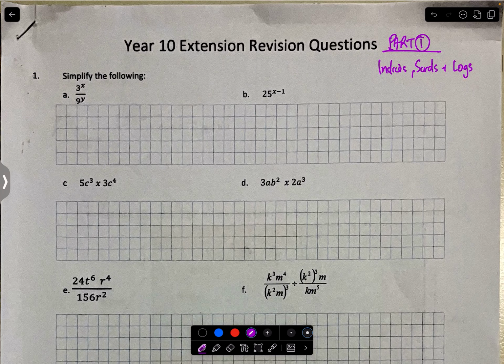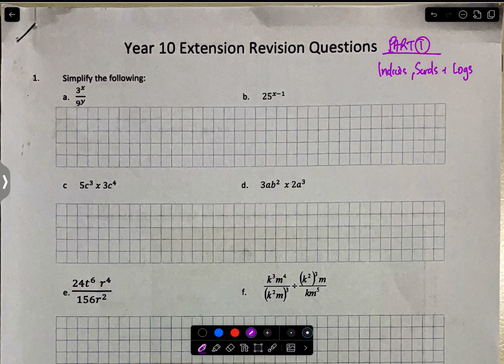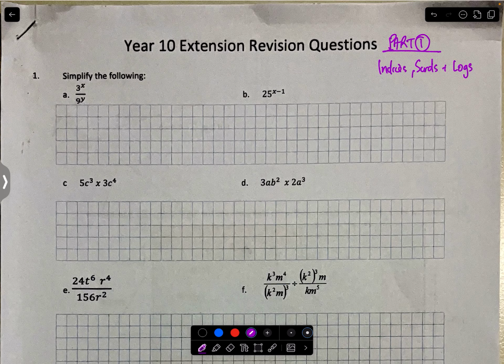So we'll start off. Part 1, indices, surds and logs. Simplify the following: 3 to the x over 9 to the y. I'm aware that 9 is 3 to the power of 2, and that's been raised to the y. So then you apply the rule on the same base number with powers, and when you're dividing them, the powers are subtracted, but I need to simplify the brackets at the bottom.